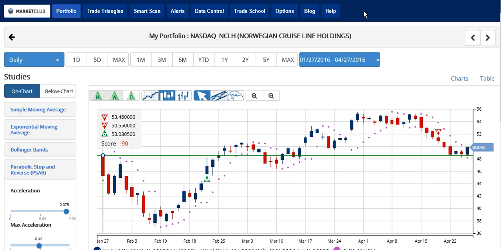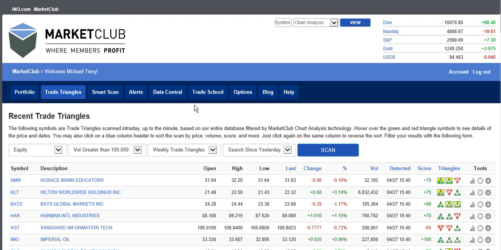I have my account open too, but that's my live trading account. So let me know what you guys think. This is how I trade. And well, here, let me show you real quick. I go to my trade triangles, and let's go ahead and let that load for a second. And this is how I basically pick my stocks.